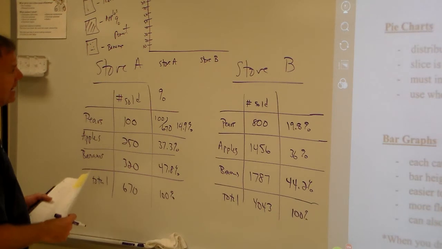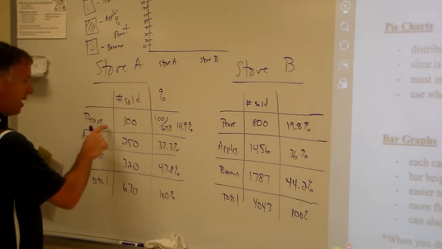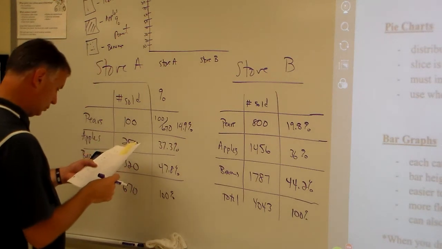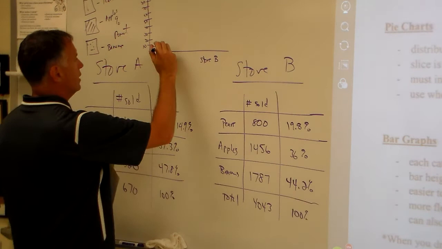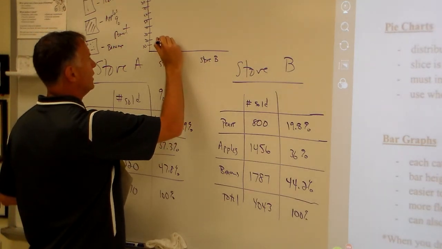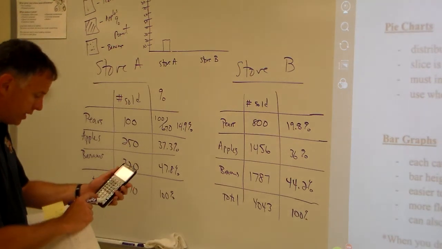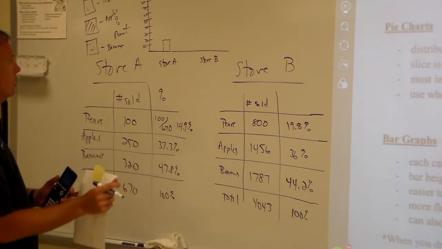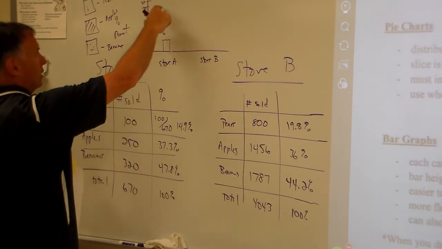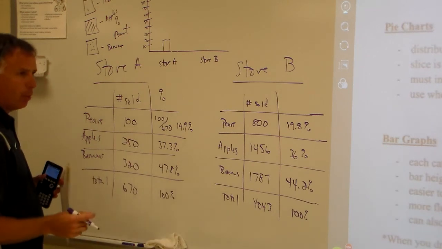So the pears is 19.8%. Oops, I'm sorry, in store A, pears is 14.9%, about 15. So I go over here and I go up to where 15 would be. Now, I'm going to write in my calculator 14.9. My next bar needs to be for the apples. I want that to be 37.3.